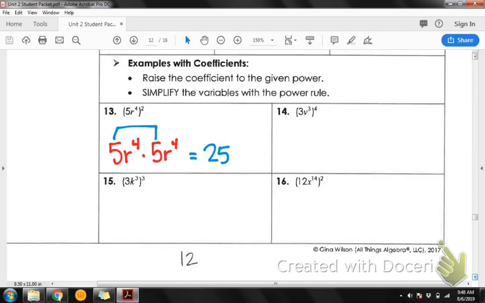5 times 5 gives you 25. What are we doing with our exponents? Can you see a base for both of them? When you see a base, what do you do? Add them. R to the 8th.